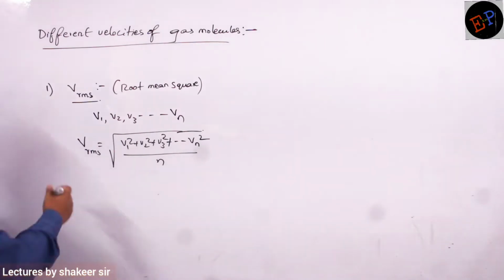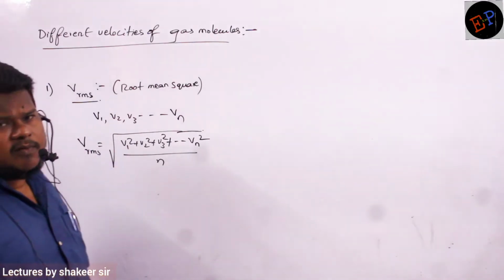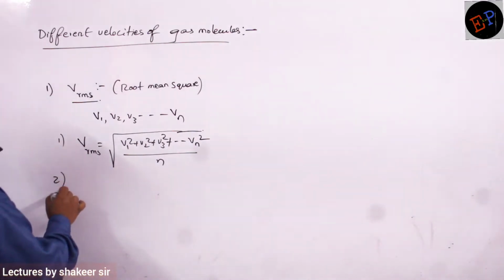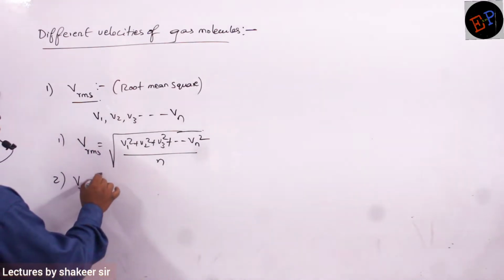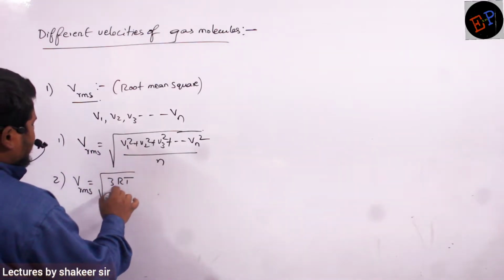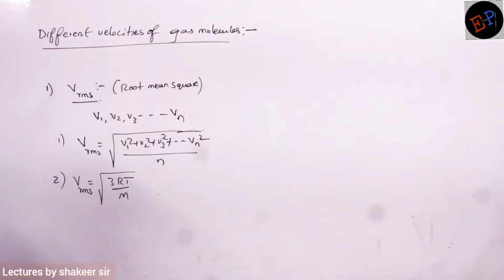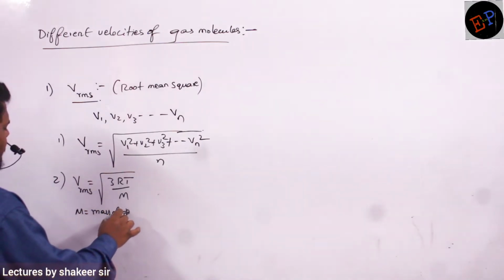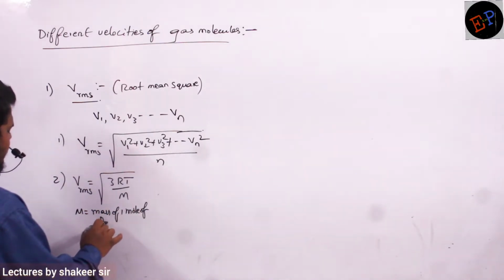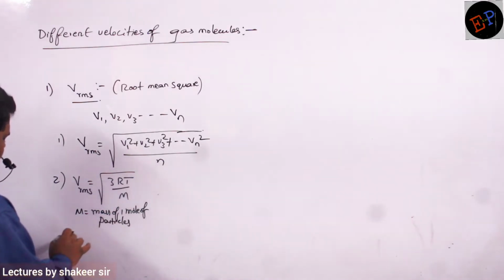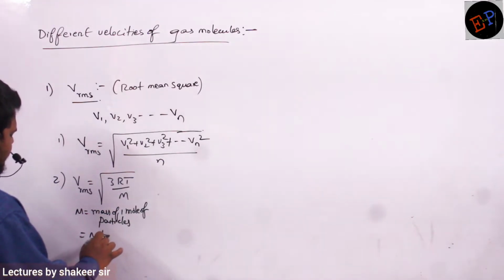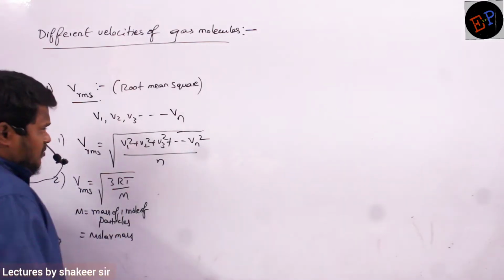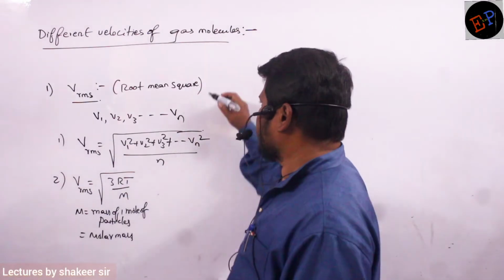And there are many ways in which we can write equations of RMS velocity. The first one is what I wrote. The second equation I can write: Vrms is equal to the square root of 3RT divided by capital M. And what is meant by capital M? Capital M is the mass of 1 mole of particles, or you can call it molar mass, or molecular weight, anything you can call it. So this is one formula: square root of 3RT divided by capital M.